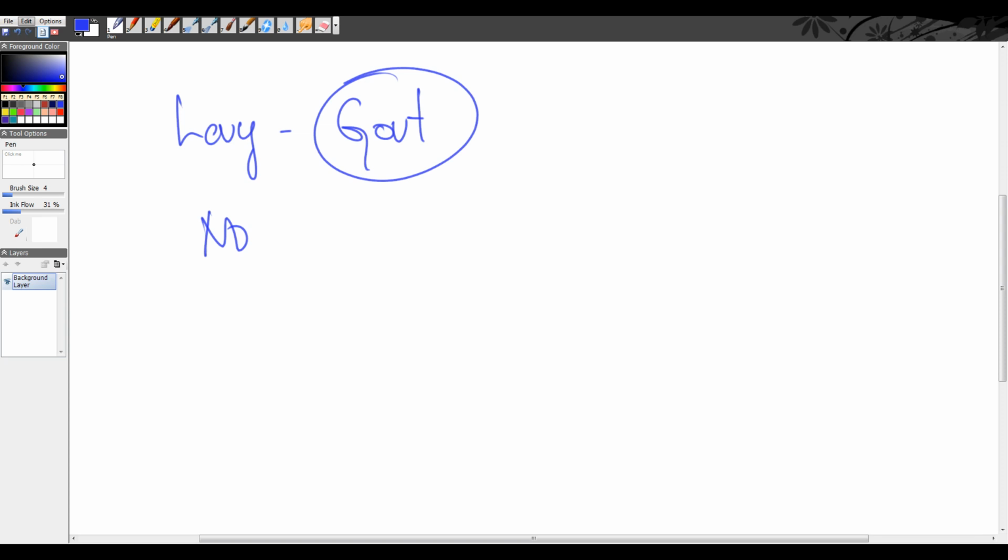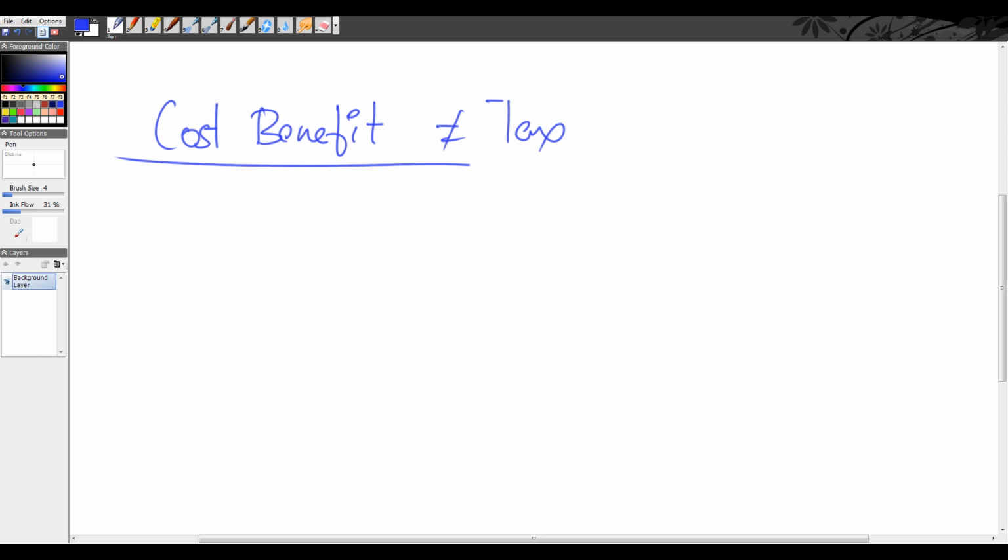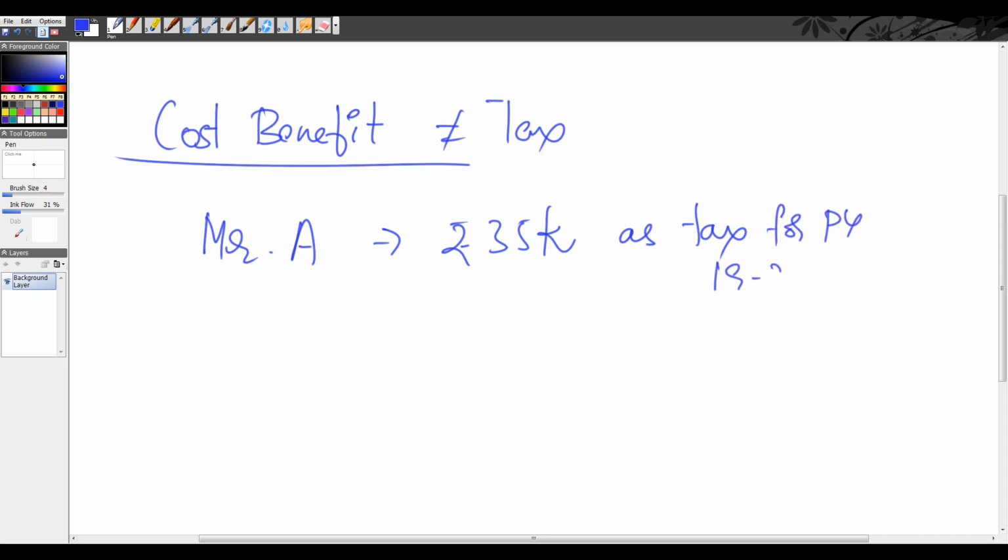Now, the next characteristic is something which is really very interesting. Tax is not a cost benefit. This is a misconception which many citizens have. Then what is this cost benefit now? See, many people think, let's assume someone, let's say Mr. A, has paid rupees 35,000 as tax for the previous year 2019-20.